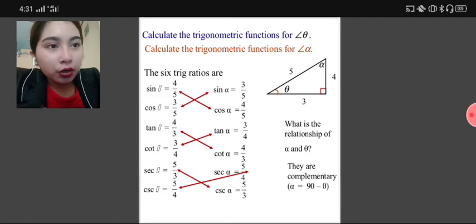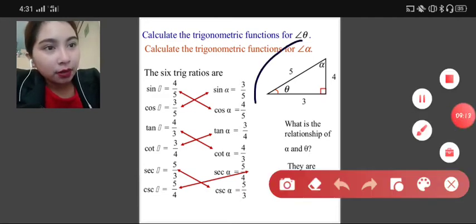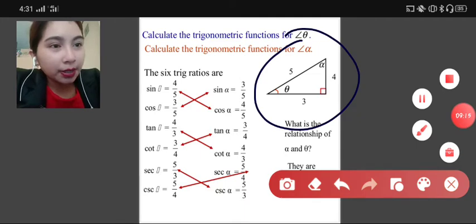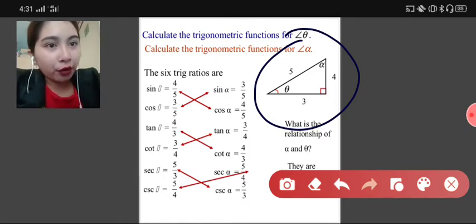So, ito yung example natin. Nakikita naman natin dito sin theta is equals to 4 over 5. Ito siya, 4 over 5. Bakit? Kasi, di ba sa SOHCAHTOA, sin is equals to opposite over hypotenuse. Kaya naging 4 over 5 siya.